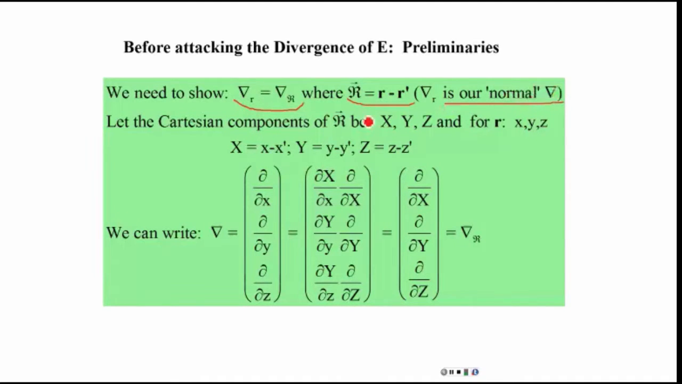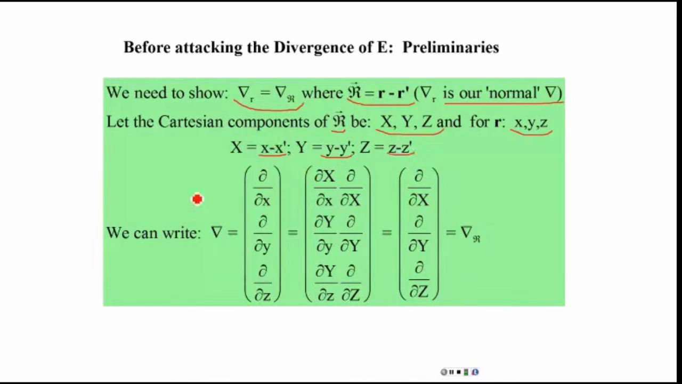To show this equality, we're going to take the Cartesian components of this vector and call them capital X, Y, Z, since we've already used x, y, z for the components of the little r vector. Look at the definition of these. If you take the capital X component of funny r, that's what it looks like. Same goes for y, same goes for z.